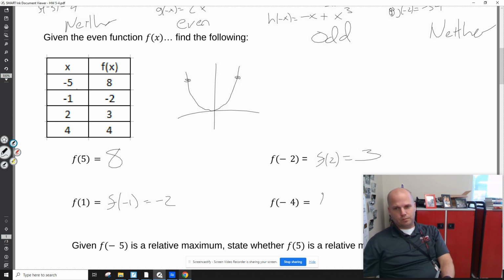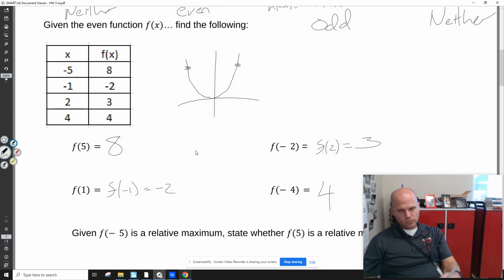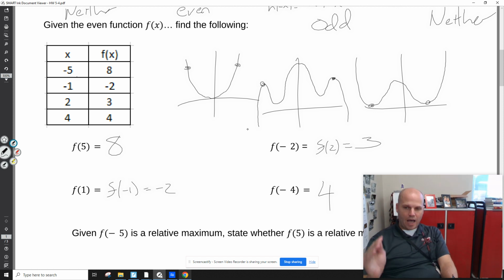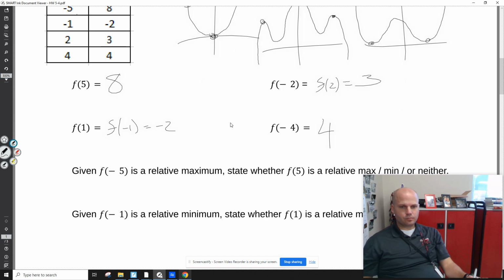F of negative 4, same as f of 4. Now, what do we notice? If you have an even function, no matter how you draw it, if you got a min on one side, you have a min on the other side. If you got a max on one side, you have a max on the other side. What must you have on even functions? Either a global minimum or a global maximum has to occur.